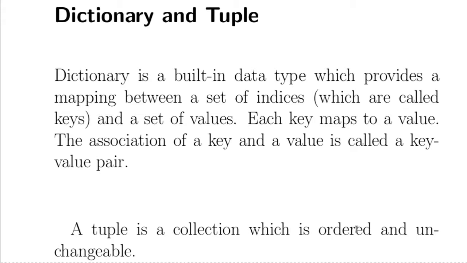You can think of a dictionary as a mapping between a set of indices, which are called keys, and a set of values. Each key maps to a value. The association of a key and a value is called a key-value pair. Dictionary is very useful in writing programs. Whenever data needs to be stored as a key-value pair, dictionaries can be utilized.